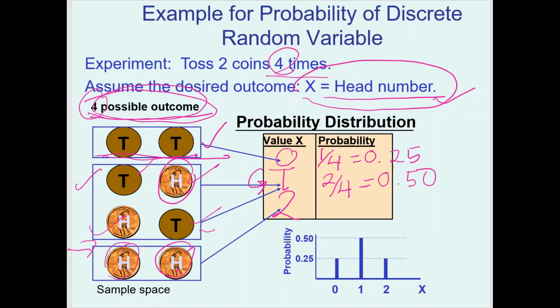The same goes for x equals 2 head number here. Which of the possible outcomes gives you 2 heads? It is only 1 outcome, which is 1 out of 4, so the probability of getting 2 heads equals 0.25. So this is the example for us to list out the probability of discrete random variables, using this simple example of tossing 2 coins.